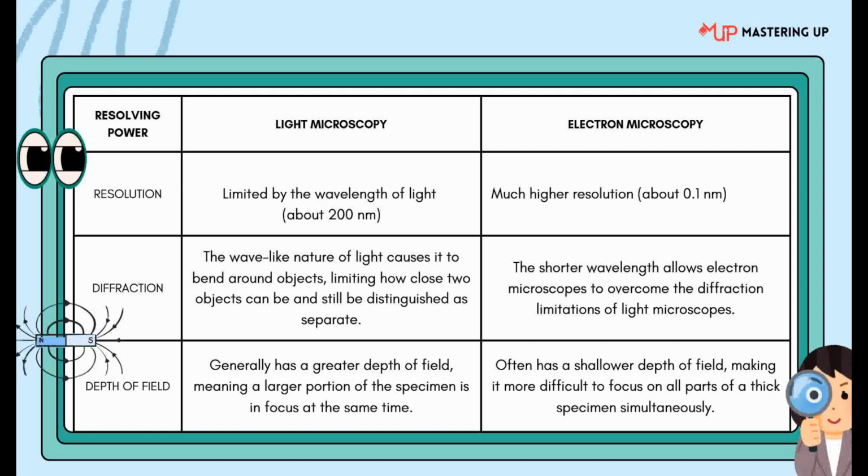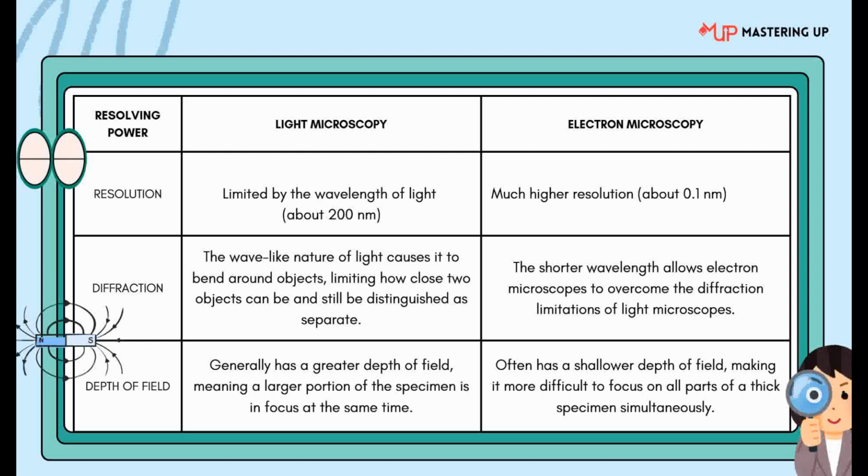Diffraction. Diffraction plays a key role in the functioning of both light and electron microscopy. In light microscopy, diffraction occurs when light waves pass through or around small objects like cells. This limits the microscope's ability to resolve fine details as light waves spread and overlap when they encounter very small structures. This diffraction limit restricts the resolution of light microscopes.